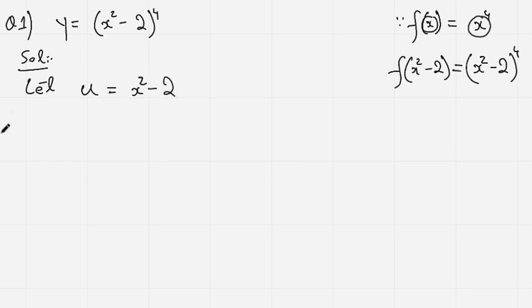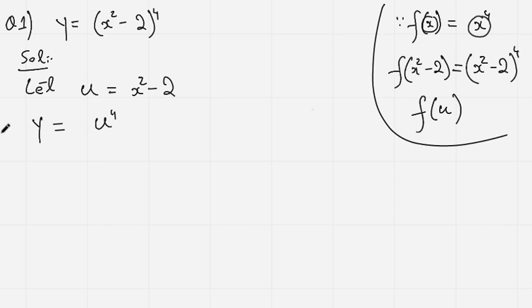Okay, you have freedom, you can use any variable you want, but as we are quite habitual of using u, that's why we are just going with the flow. So now my function y is equal to u power 4. Now it is actually f of u. I hope you understand. So this is my equation number 1.